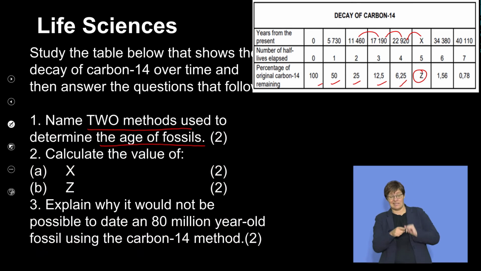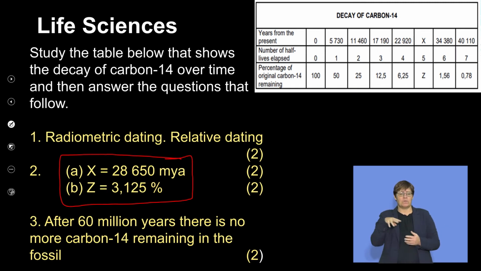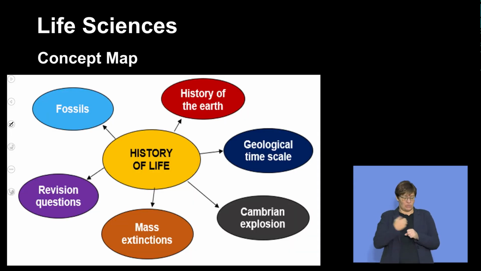Then the last question was, explain why it would not be possible to date an 80 million year old fossil. If you look at the table, it's because at 80 million years, there would be no carbon-14 remaining in the fossil. And that's why carbon-14, because it has a short half-life, can only be used to date materials probably in about the last 50,000 years.